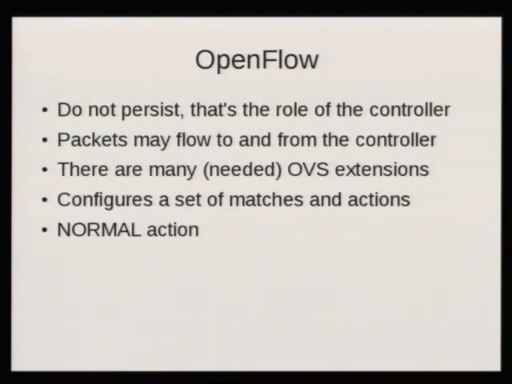So OpenFlow on vSwitch, it's not persistent. So you're supposed to use an OpenFlow controller for that. Okay. Packets can flow to and from the controller itself. So switch daemon may receive a packet and have a flow there that tells it, well, I don't know what to do with that, or the controller has more logic to decide what to do with that. It's given to the controller in band or out of band, and then you get it back.